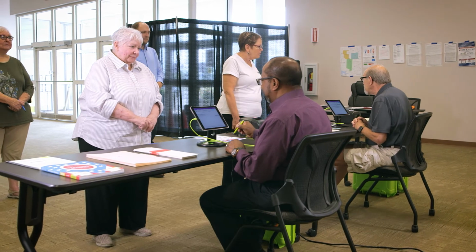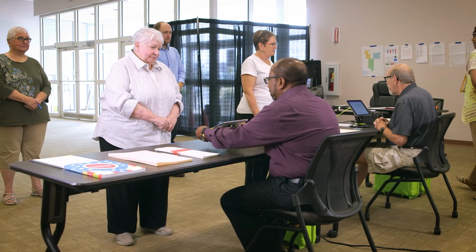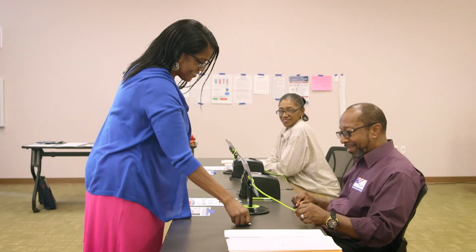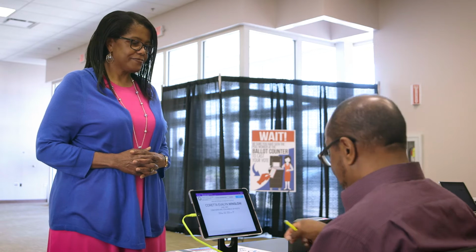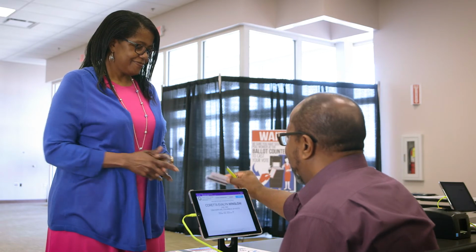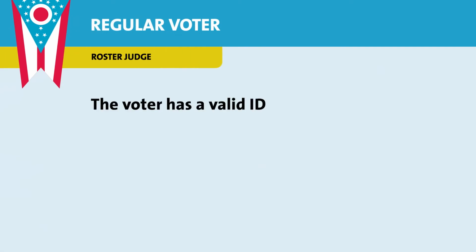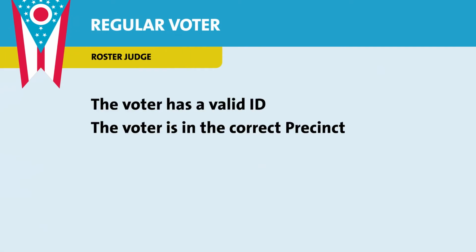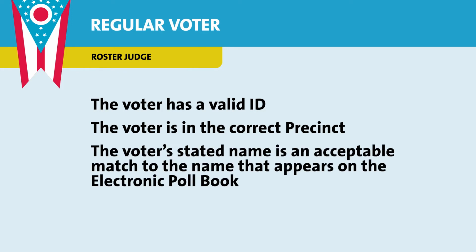Next, we'll take a moment to understand the different types of voters. The most common type of voter are regular voters. A regular voter is one who meets all three of the following criteria and thereby is eligible to cast a regular ballot. The voter has a valid ID. The voter is in the correct precinct. The voter's stated name is an acceptable match to the name that appears on the electronic poll book.